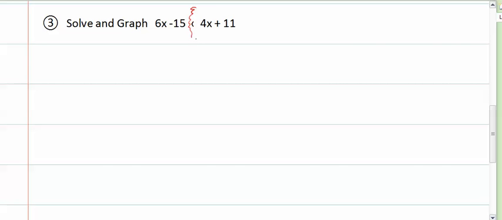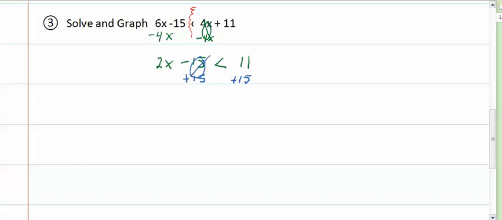So my first step is I'm going to move my 4x to the other side. I'm going to subtract 4x because that was positive. I'm making a negative, the opposite, so that's gone. 6 minus 4 is 2x. I still have 15. I keep my inequality sign for now until I decide if I need to flip it. And I have an 11. Then I'm going to disconnect the 15 from the 2x by adding 15 to both sides.